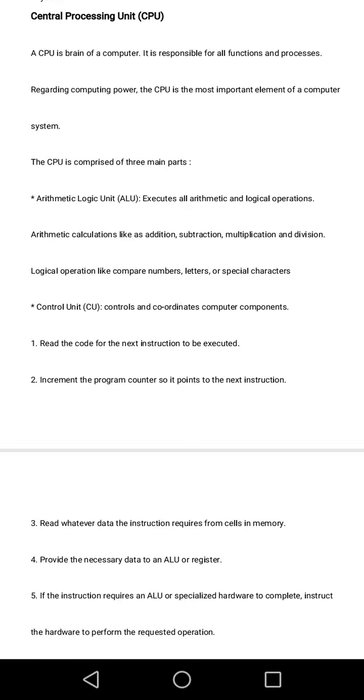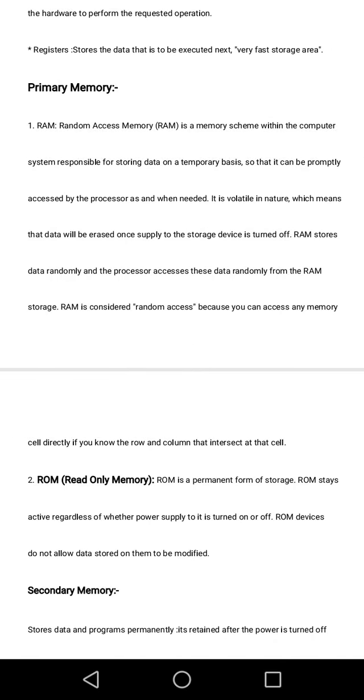Next, control unit. Control unit controls and coordinates computer components. It is responsible for controlling all operations of the computer. It is responsible for reading the code for the next instruction to be executed, incrementing the program counter so it points to the next instruction, and providing the necessary data to an ALU or register.